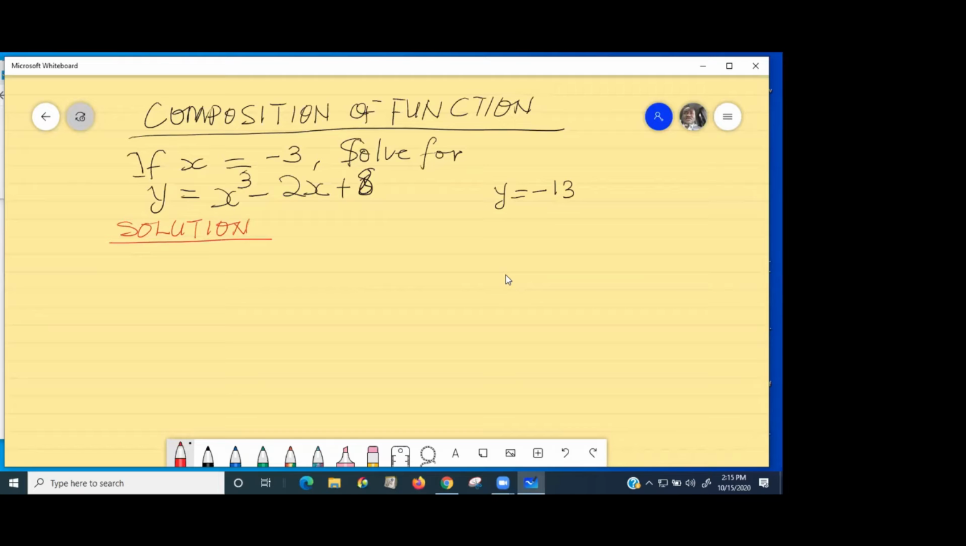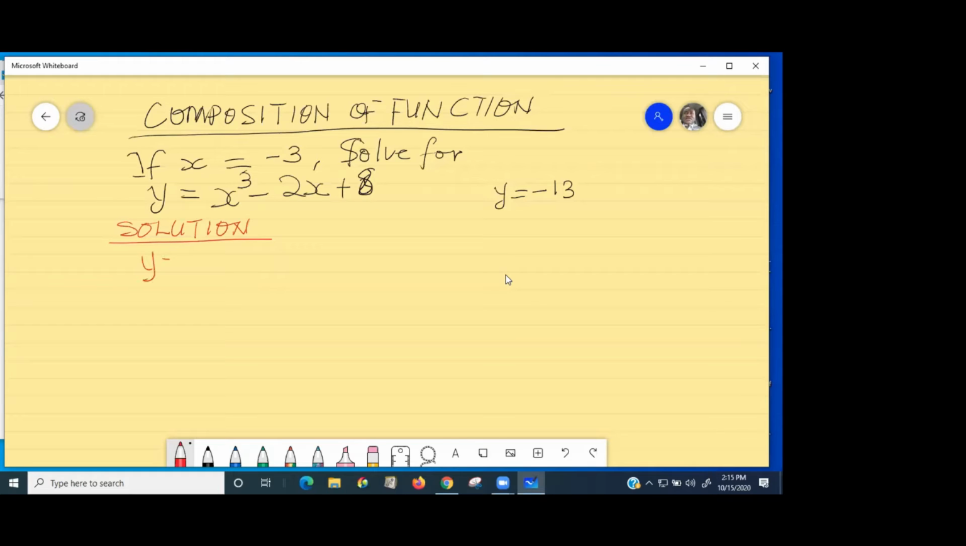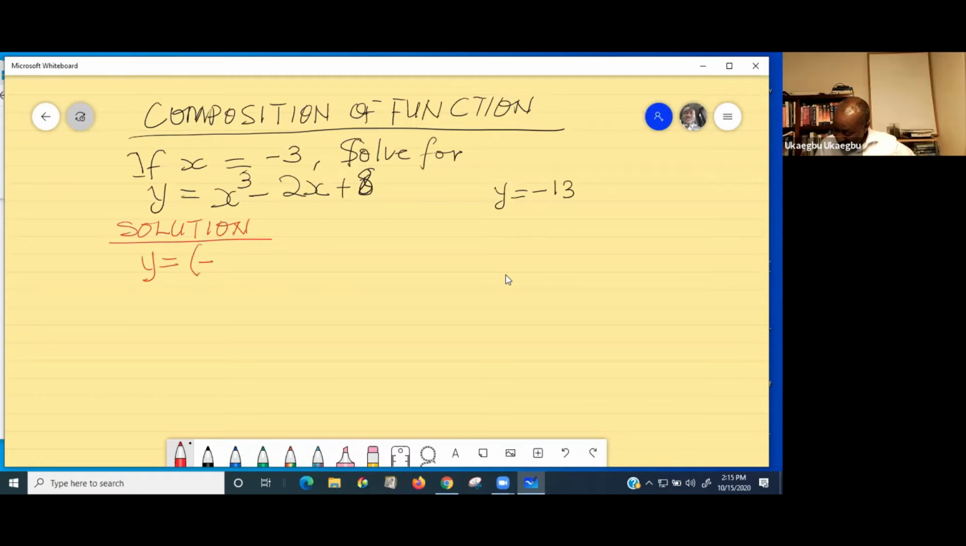You just have to fill in -3 for all the x's. Okay, I like the way you say it. You say fill in x. You have -3 raised to power 3 minus 2 times -3 plus 8. Okay, I like that. That's a new vocabulary for me.